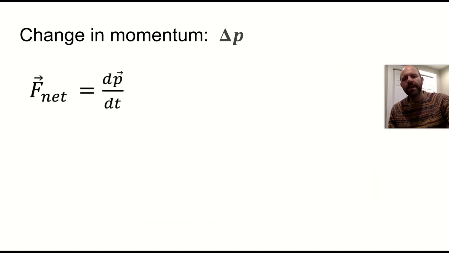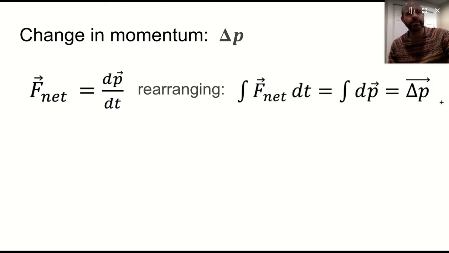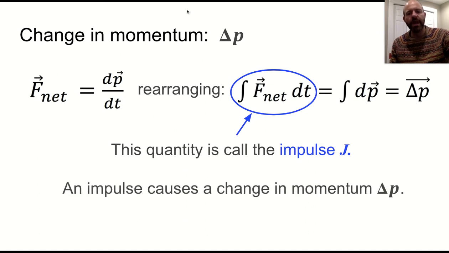So F net equals change in momentum over time. And we can rearrange that and put it into its integral form. In this form, we would say F net dt equals dp. And then if we integrate or sum both sides, we actually get the change in momentum. So this quantity, the integral of the net force dt, is called the impulse. So the force over a time is the impulse, and this is equal to a change in momentum. And this is our statement: an impulse causes a change in momentum.